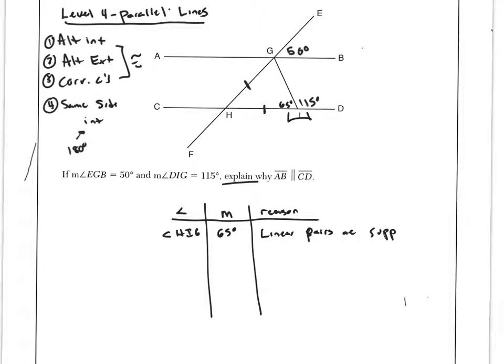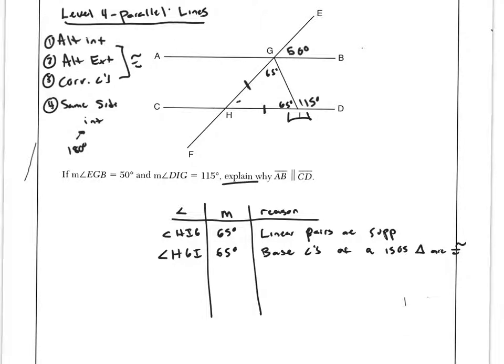Now, the next angle I'm going to fill in is right here. So you fill in an angle, and then you explain why you filled it in. And so that's angle HGI. And that's also 65, and I know that because base angles of an isosceles triangle are congruent. These 2 are the base angles.